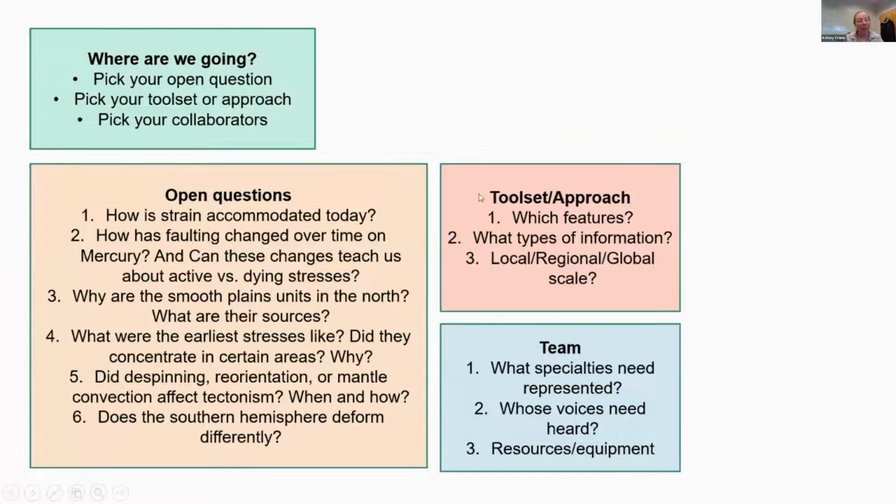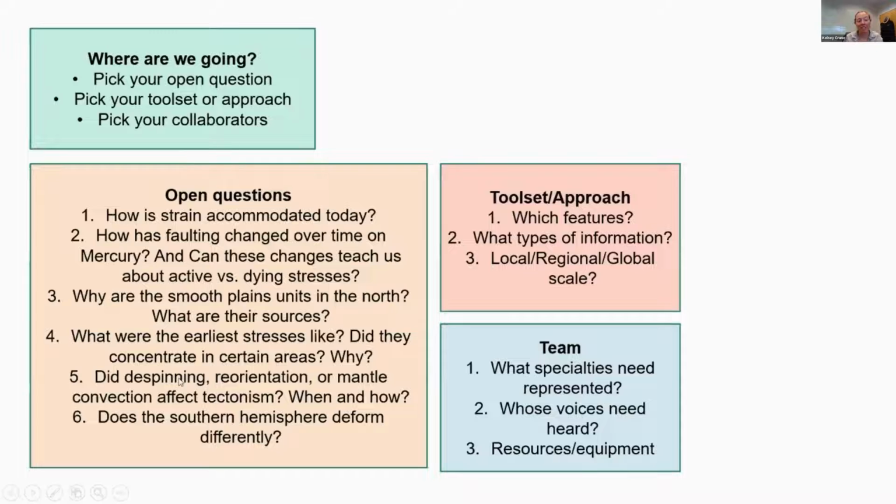So how is strain accommodated today? I know there are active faults on Mercury, but are they reactivating old faults too, or are we making new faults? How has faulting changed over time? Why are the smooth plains units in the north, and what are their sources? I think that's really cool. What were the earliest stresses on Mercury like? So the stresses that were building back then, are they localized differently? Are they from different sources than what we have today?